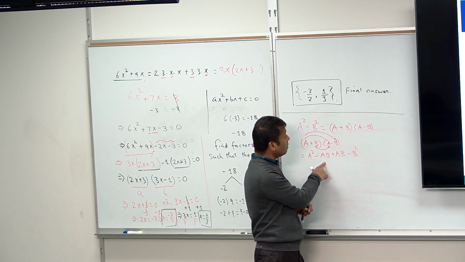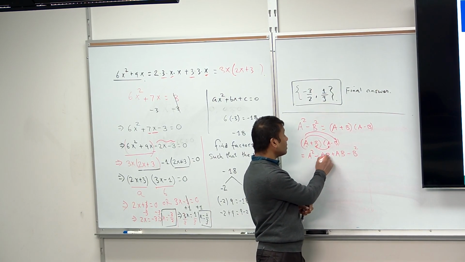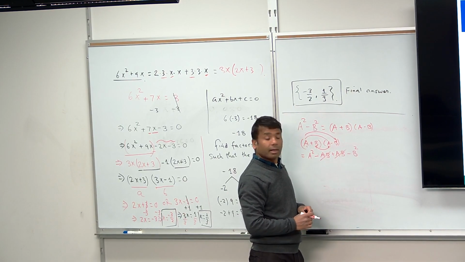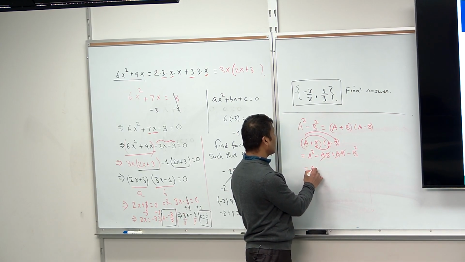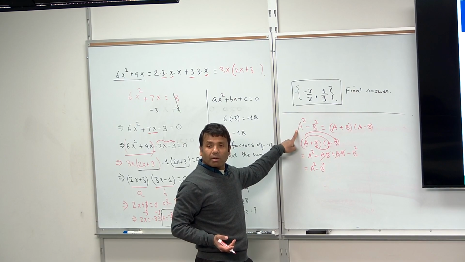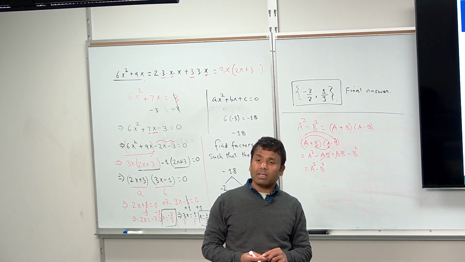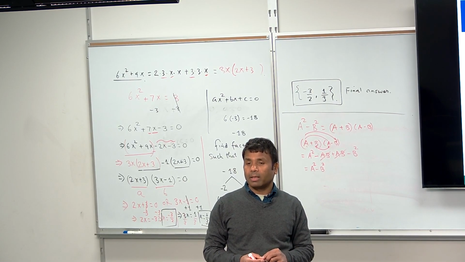What is negative ab plus ab? What can we do here? Cancel out. And then, you see, you have a squared minus b squared. And that's what I wrote down here, right? a squared minus b squared equals a plus b times a minus b. Okay?